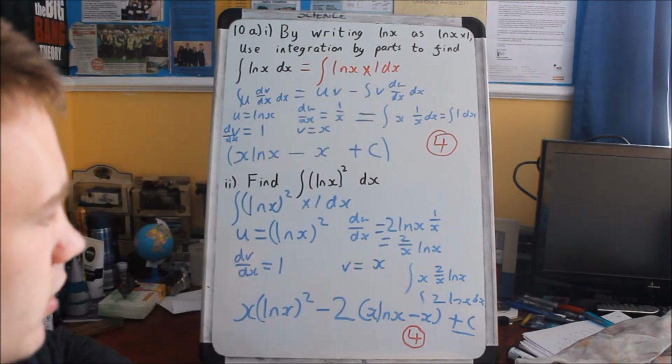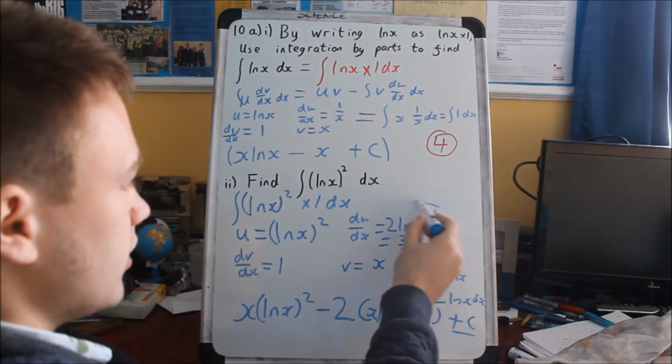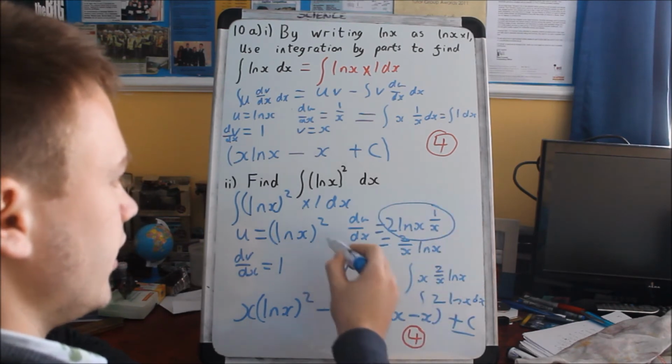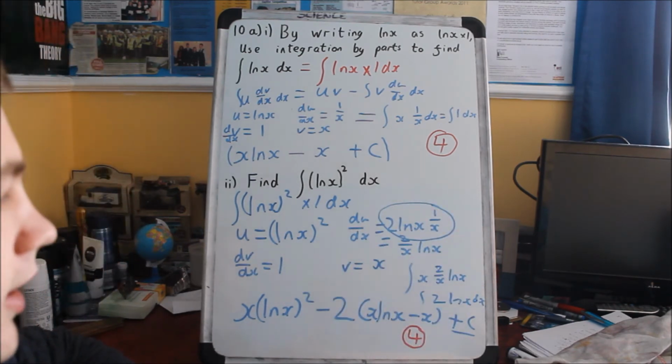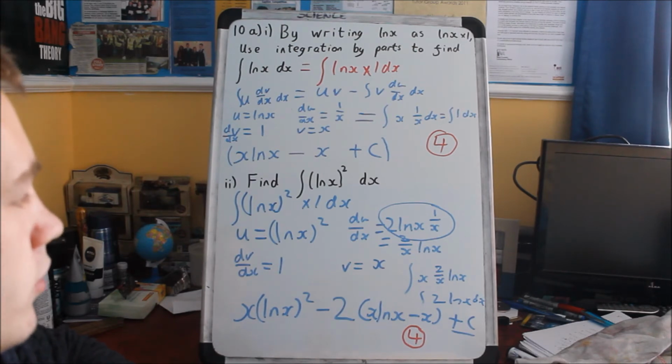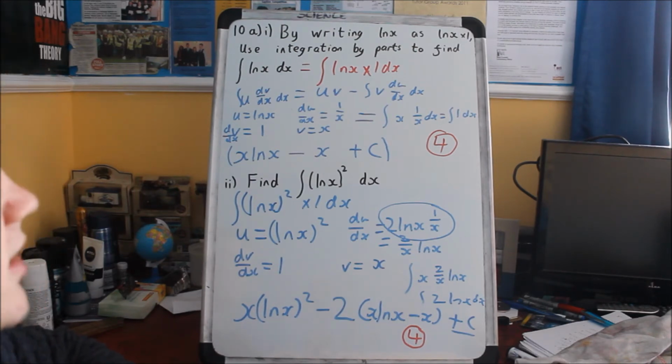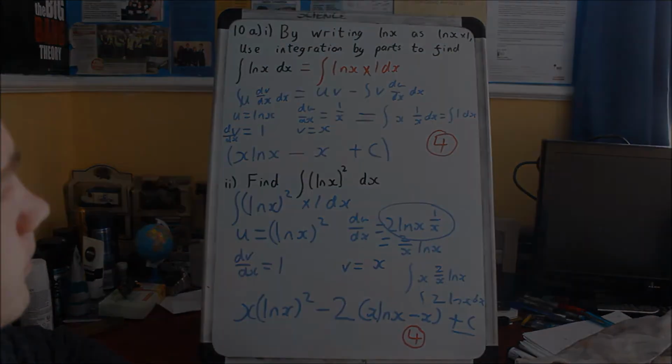And a common part that was wrong is differentiating ln x squared to 2 ln x over x, or 2 over x ln x. So make sure you know your rules. And that was 8 marks there. Let's get on to part B on the next whiteboard.